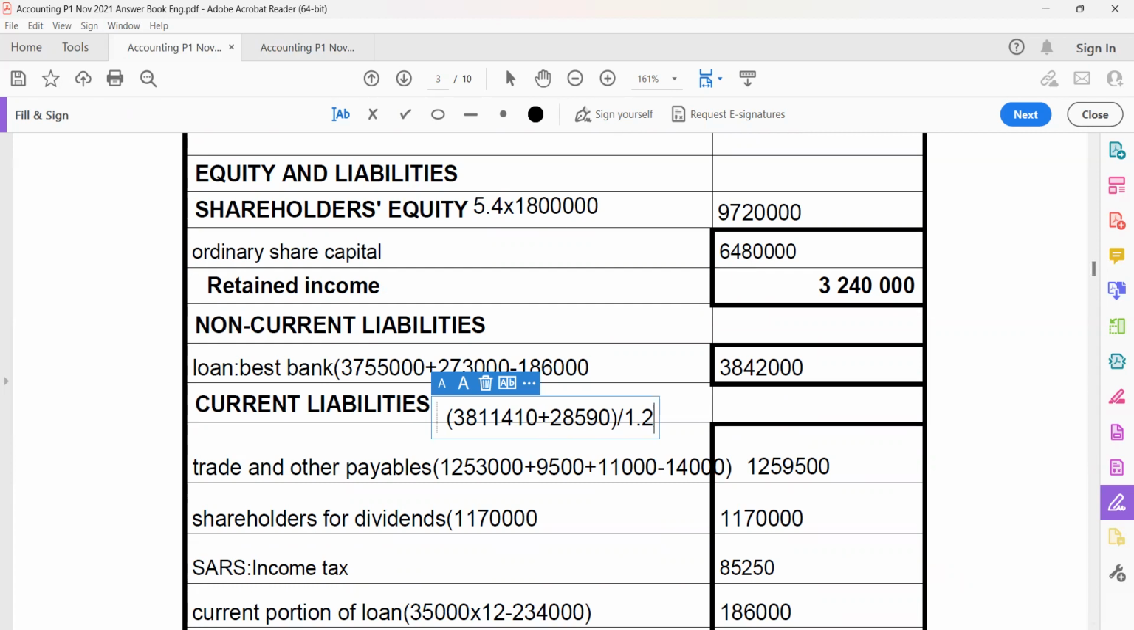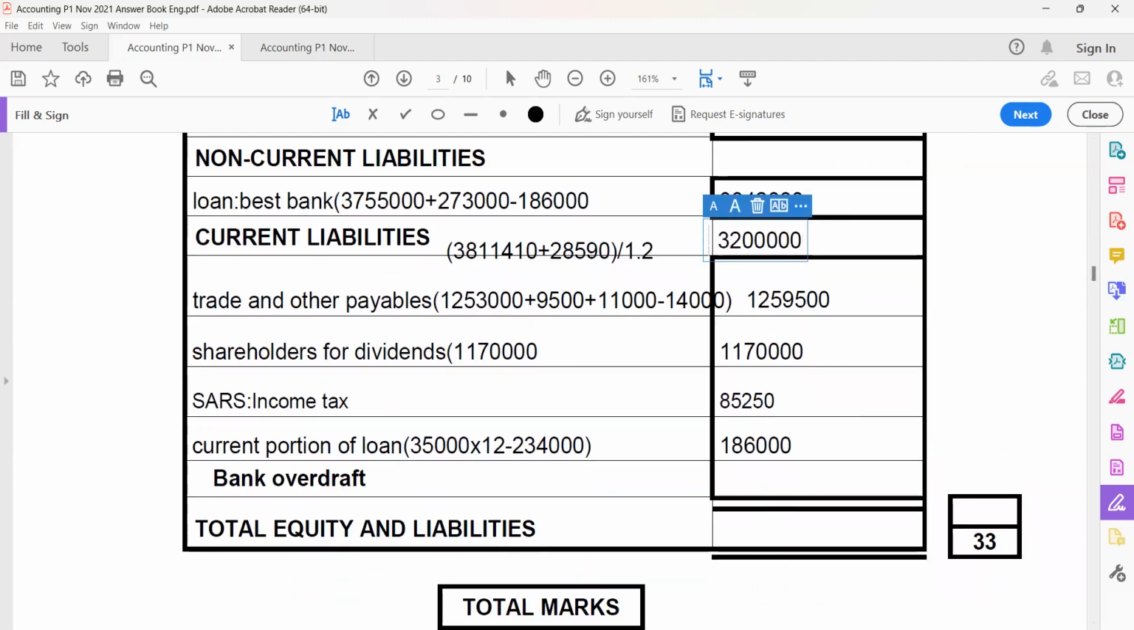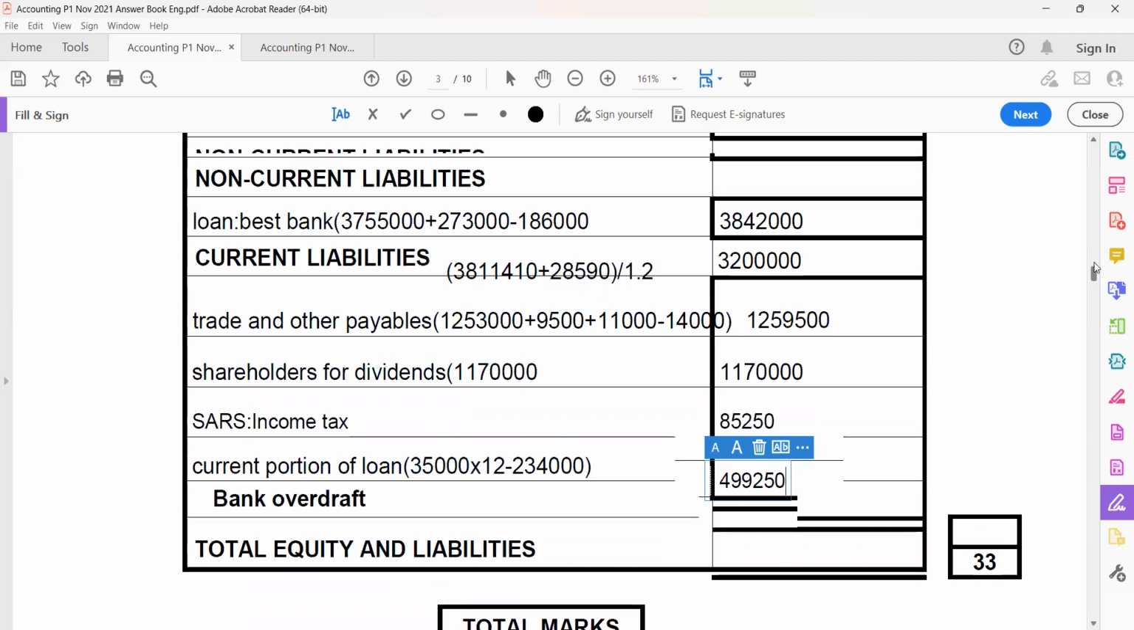And then you will end up with current liabilities paid for 2,000. Sorry, I'm just copying the amount on the top. There we go, 3.2 million. Then you can subtract all your current liabilities to end up with your bank overdraft of 4,992.50. Now, in this situation, you didn't choose between bank overdraft or cash and cash equivalent. You had both a positive cash balance and a negative bank overdraft.